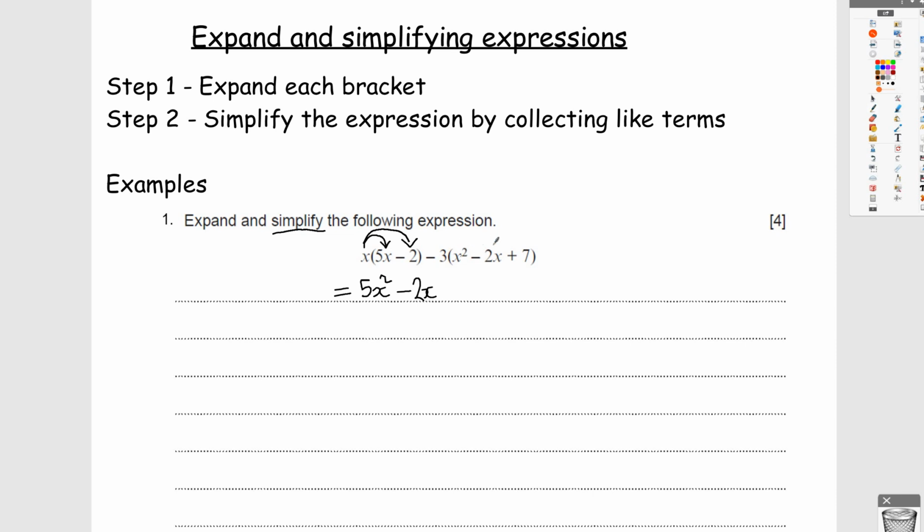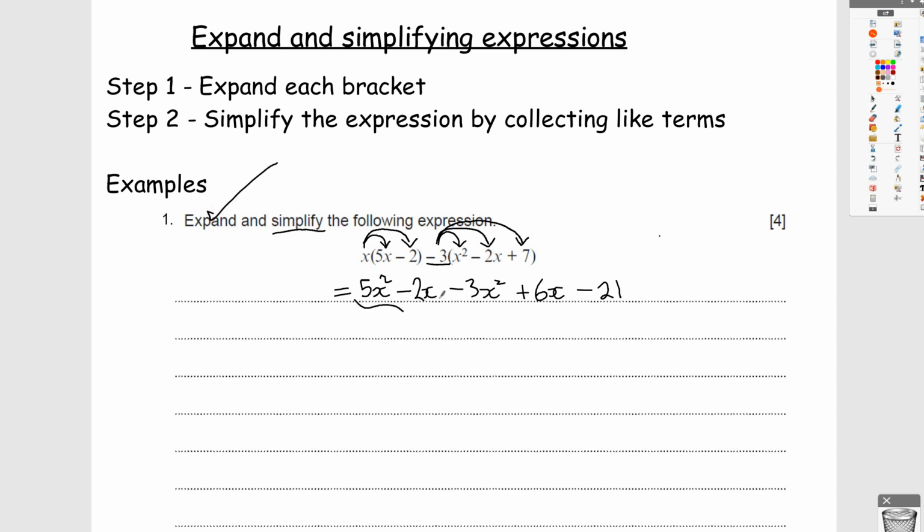Next up then, each term inside the bracket needs to be multiplied by a minus 3. Remember that minus is joined on to that 3. So minus 3 times x squared will give us minus 3x squared. Minus 3 times minus 2x. A negative times negative is a positive. 3 times 2x is 6x. Then minus 3 times plus 7. A negative times a positive is a negative. 3 times 7 is 21. So we have done this expand part.